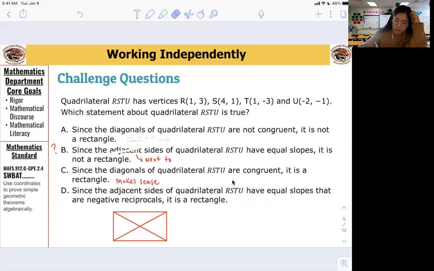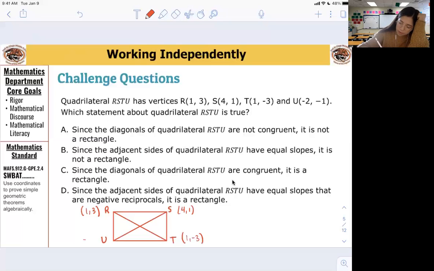Well, this is very similar to the previous problem. I don't have a graph, so I'm not graphing it. I'm just drawing a little diagram and labeling it with the correct letters. So R, S, T, and U. R is (1, 3). S is (4, 1). T is (1, -3). Sorry, I put that in the wrong place. And U is (-2, -1). Okay, here are my four corners.